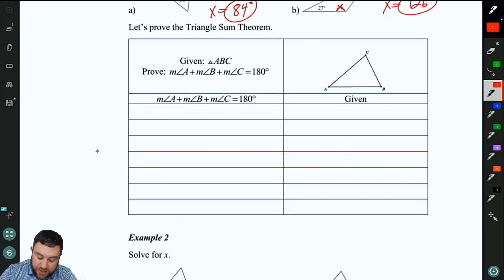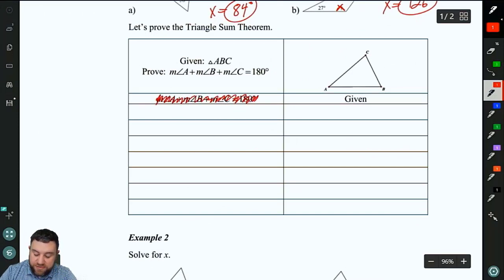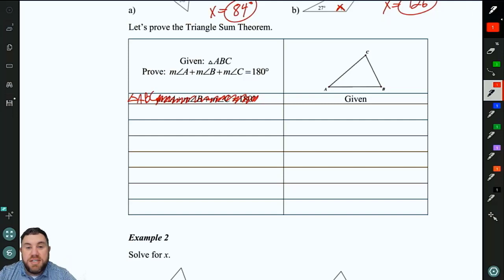So first thing is, notice that I made a typo. When I was copying in my first line, I accidentally copied the prove statement instead of the given statement. So all we are given is triangle ABC, and you can see it in the picture there. That's all we have. We don't have anything else but triangle ABC. And our reason for that is given.